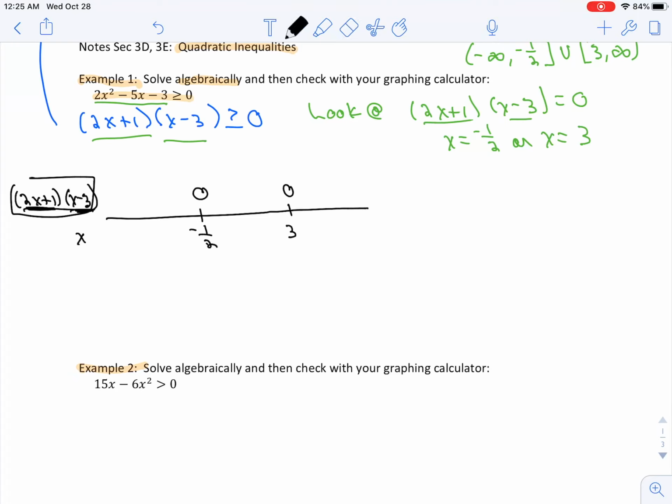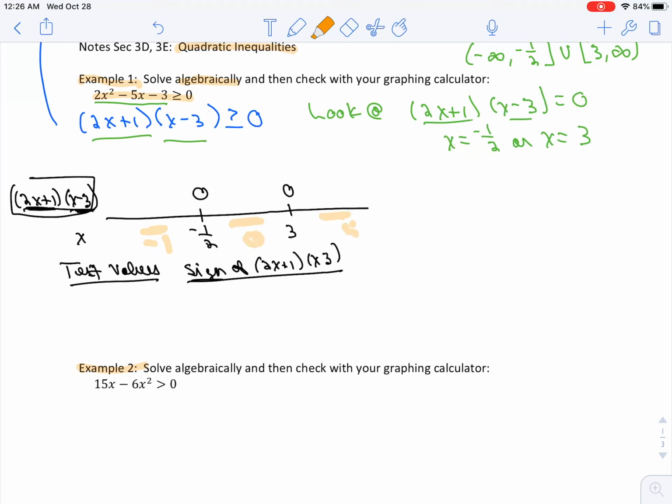So we're going to choose some test values. This technique that you're learning here is applicable to lots of different problems. We want to know the sign of 2x plus 1 times x minus 3. We don't care what the actual answer is, we just care about the sign. So I'm going to pick a test value from each section. Down here, I'm going to pick negative 1. In here, I can pick maybe 0. And over here, I'm going to pick 4. So we're just going to test negative 1, 0, and 4.